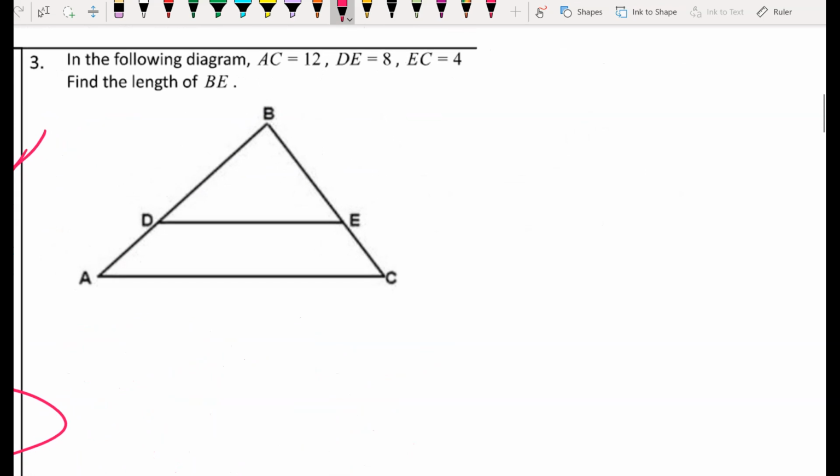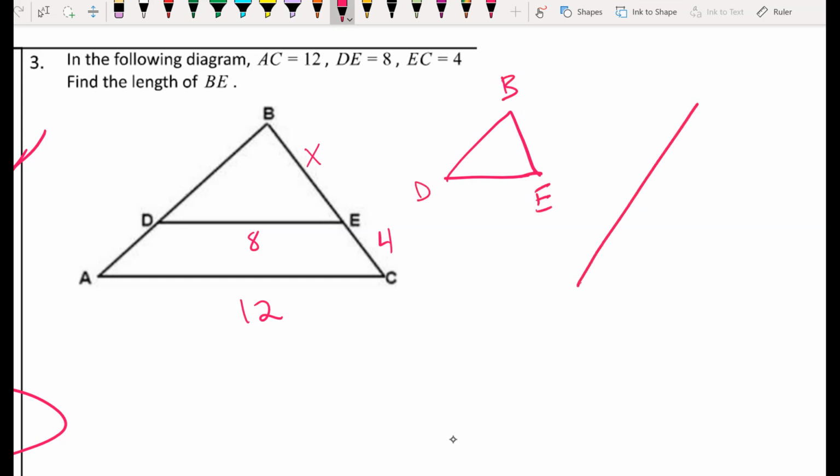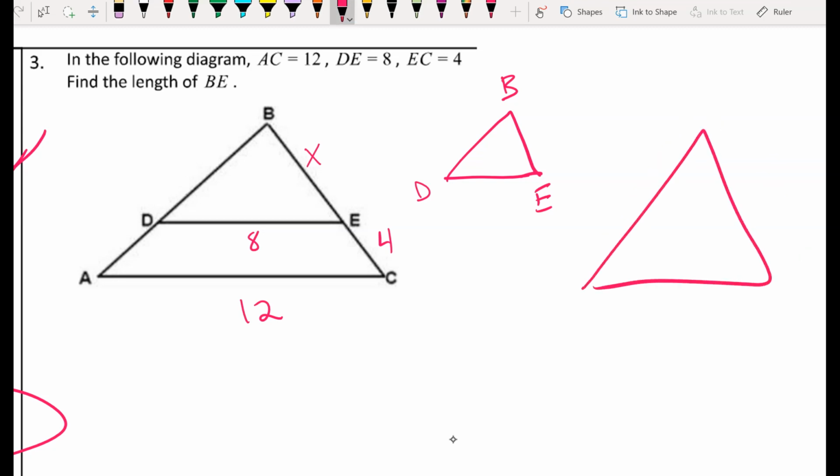For number 3, in the following diagram, if AC is 12, DE is 8, and EC is 4, find the length of BE. So I'll label BE as X. Now, when my triangles are overlapping, I often find it easier to separate the triangles, to visually process what's going on. So D, B, E, and I'll draw a bigger triangle for triangle ABC.